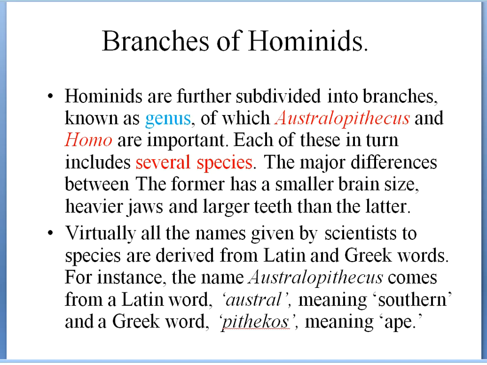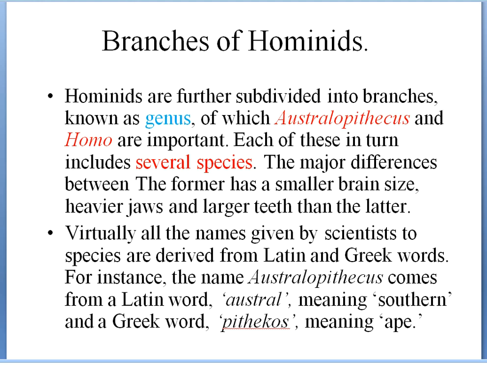Now we will see the branches of hominids. Hominids are further subdivided into branches known as genus, of which Australopithecus and Homo are important. Australopithecus is the most ancient genus and Homo is the newest genus. Between these, many other species of human beings evolved, but they also died out. So Australopithecus was the initial genus in hominids and Homo is the last genus under hominids. Each of these in turn includes several species. The major difference is that the former has a smaller brain size, heavier jaws, and larger teeth than the latter.